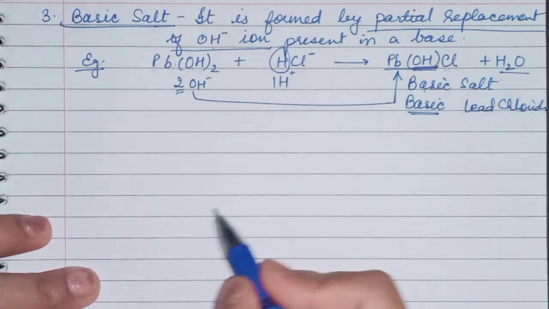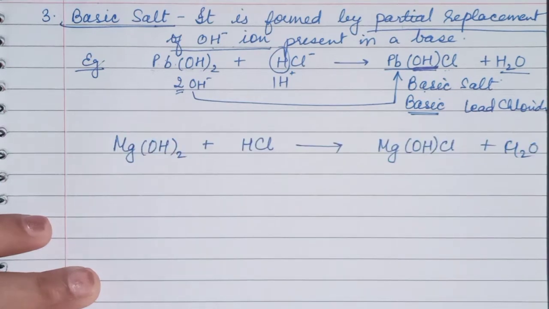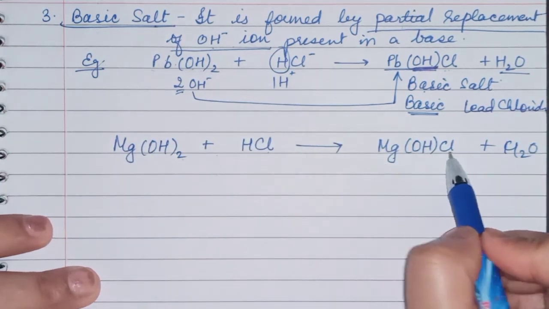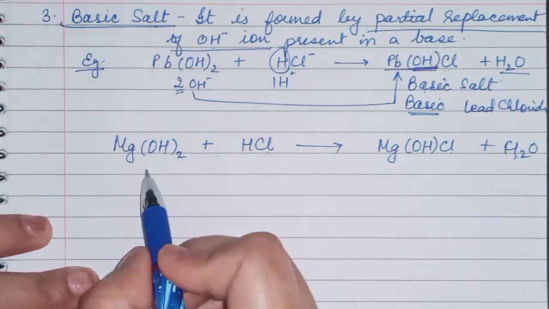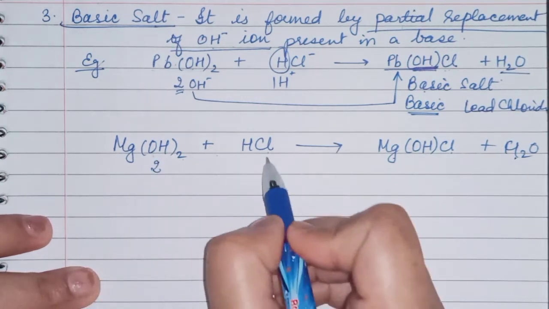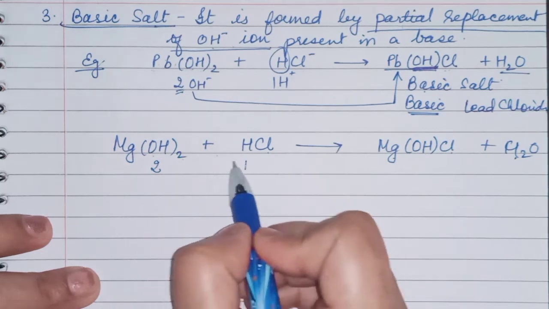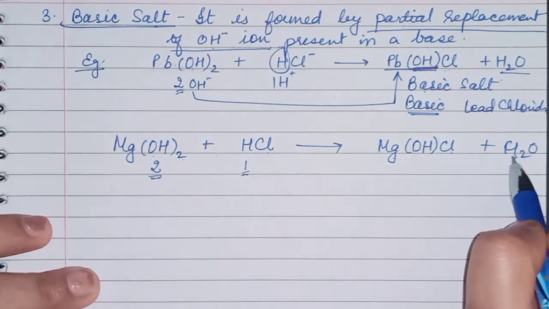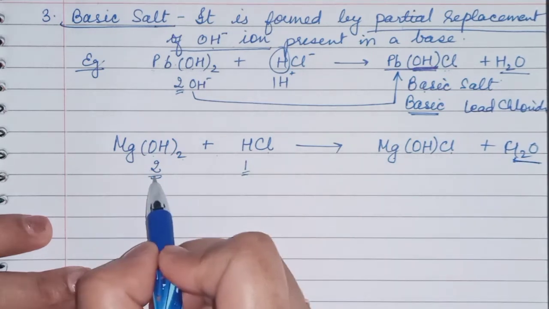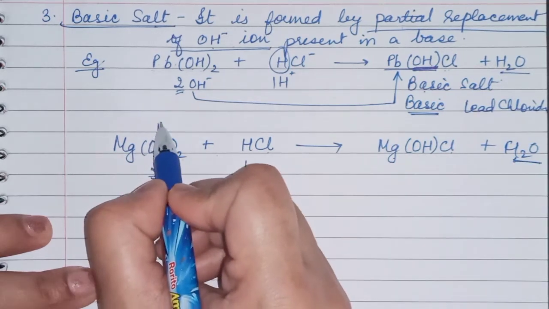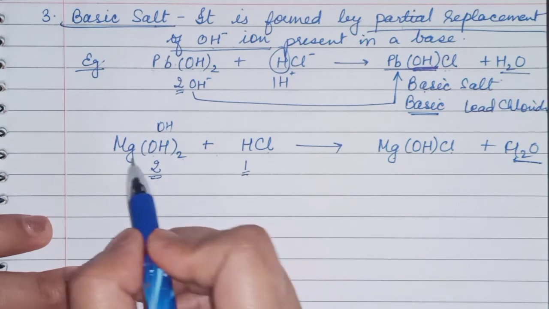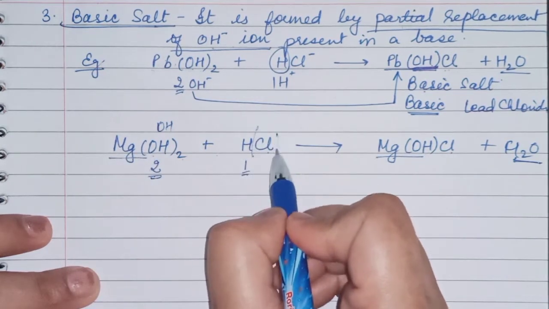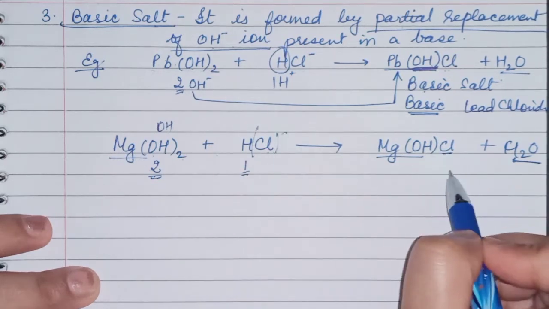One more example you can take. Mg(OH)2 plus HCl gives Mg(OH)Cl plus H2O. Now see here, how many OH are there? 2. How many H plus are there? 1. So out of 2 we will use only 1. That's why it forms 1 molecule of water, and 1 OH is left here. That forms salt with Mg, and here Cl minus is left. It will get attached with the salt.